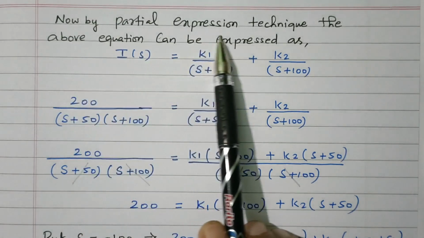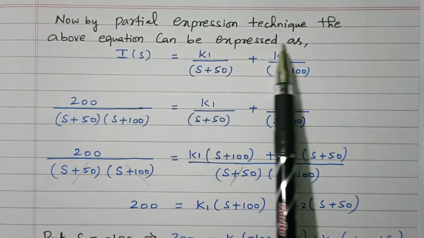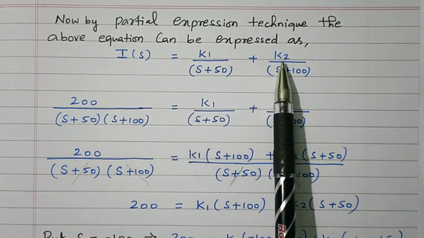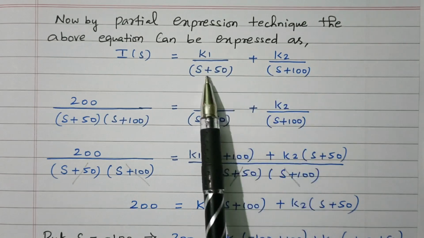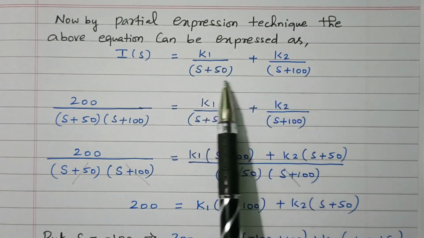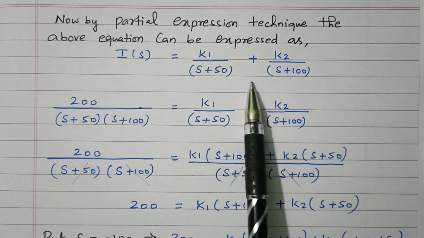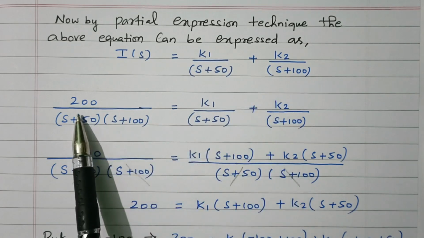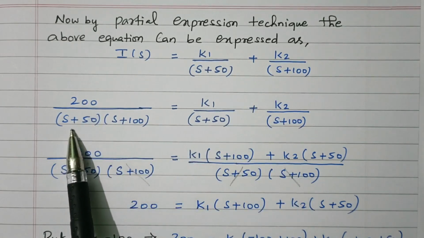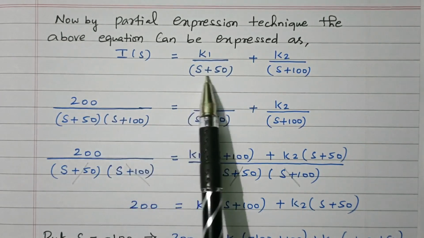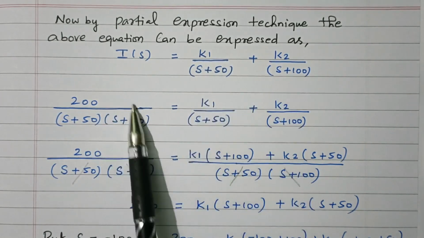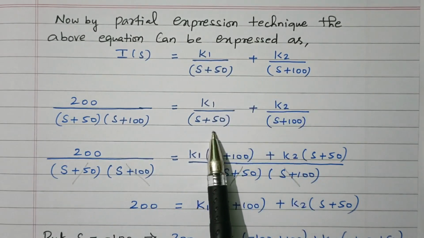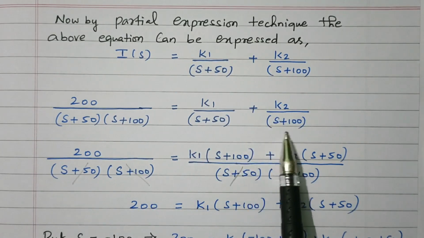Now by the partial fraction technique, the above equation can be expressed as I of S equal to K1 divided by S plus 50 plus K2 divided by S plus 100. So now this term is split, and we can easily take the inverse Laplace of this expression. But we need to find the values of K1 and K2. Equation 1, 200 divided by S plus 50 into S plus 100, is equal to this partial fraction form: K1 divided by S plus 50 plus K2 divided by S plus 100.